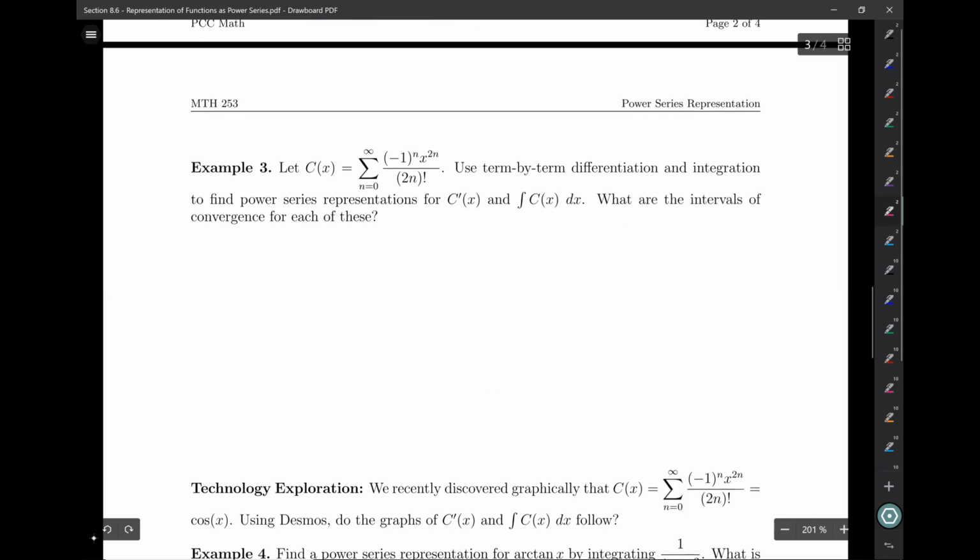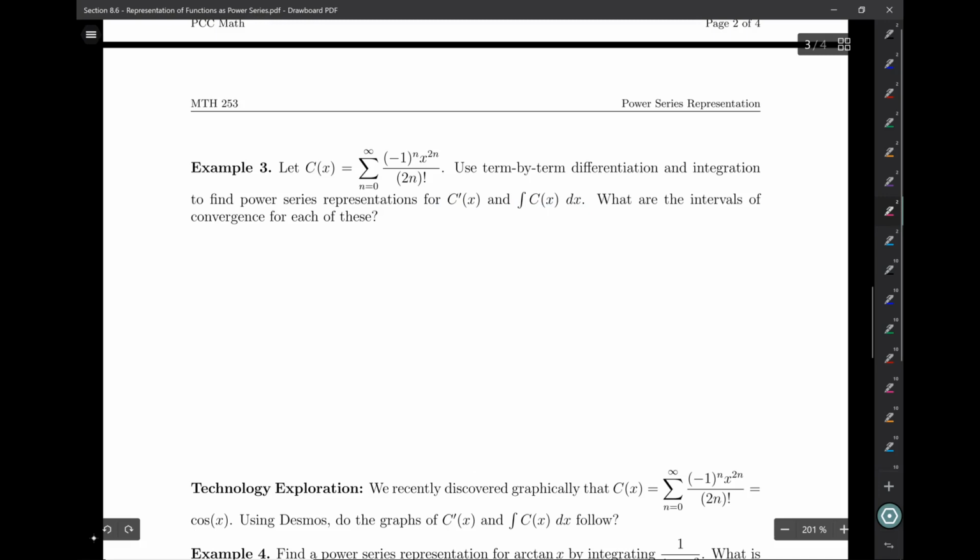So let's take a look here at example 3. c of x equals the sum from 0 to infinity of, this is an alternating power series, negative 1 to the n, x to the 2n, divided by quantity 2n factorial. Let's use term-by-term differentiation and integration to find power series representation for the derivative and the antiderivative, and then find the corresponding intervals of convergence.